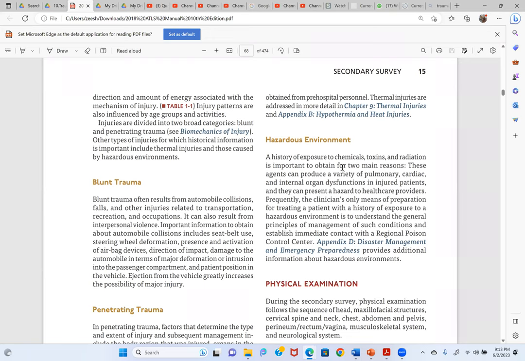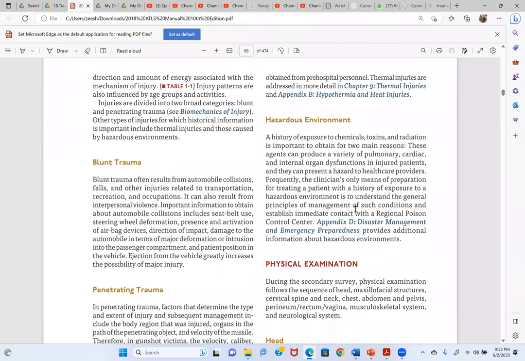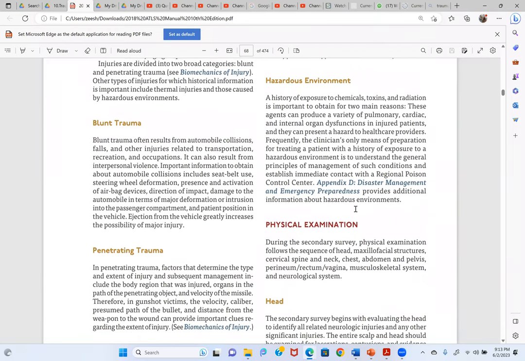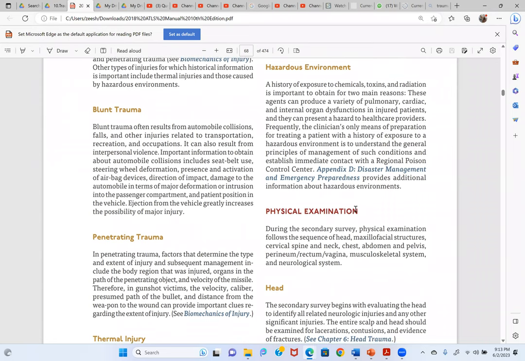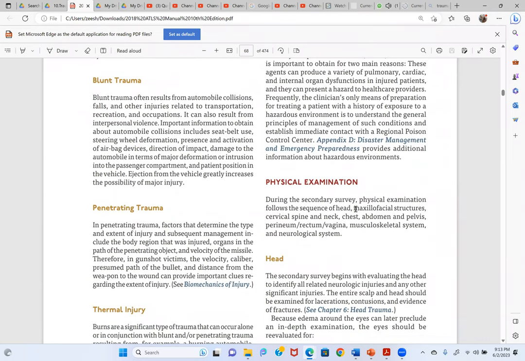A history of exposure to chemical toxins and radiation is important to obtain for two main reasons. These agents can produce a variety of pulmonary, cardiac, and internal organ dysfunctions in injured patients, and they can present a hazard to the healthcare providers as well. So this is also with the resuscitation. Whenever you are doing the resuscitation, the scene should be safe for you as well, because if you are not able to handle yourself later on, you should pull the patient out to a place where you are safe, or barrier methods or prevention should be there for yourself. Frequently the clinician's only means of preparation for treating a patient with a history of exposure to a hazardous environment is to understand the general principles of management of such conditions.